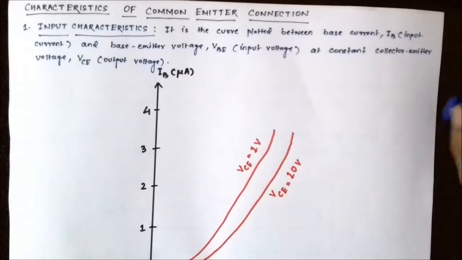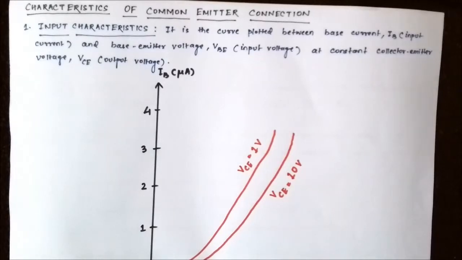Now in my previous video related to common emitter configuration or connection of BJT, I discussed the basic concepts related to common emitter connection, the basic parameters such as the current amplification factor beta and the expression for collector current for a common emitter configuration of BJT.